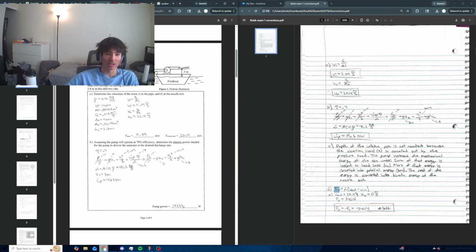The velocity at 1 is also 0 because it's pulling from a large reservoir, which acts as a stationary body of water. So instead of 5.09 meters per second, this should have been 0, which I did in my new work. And then you have the work from the pump.